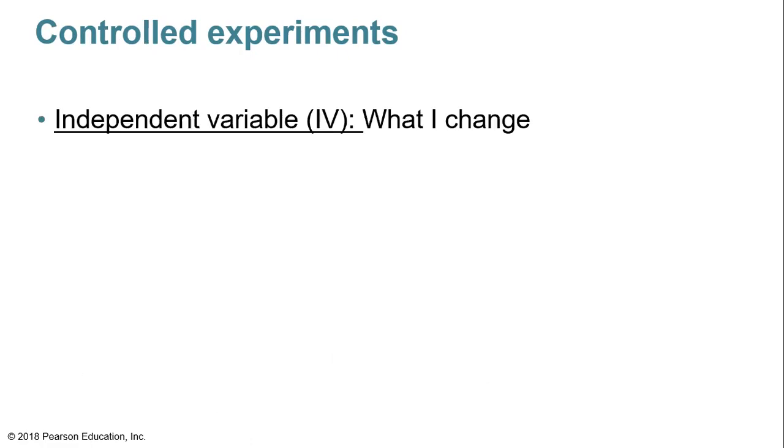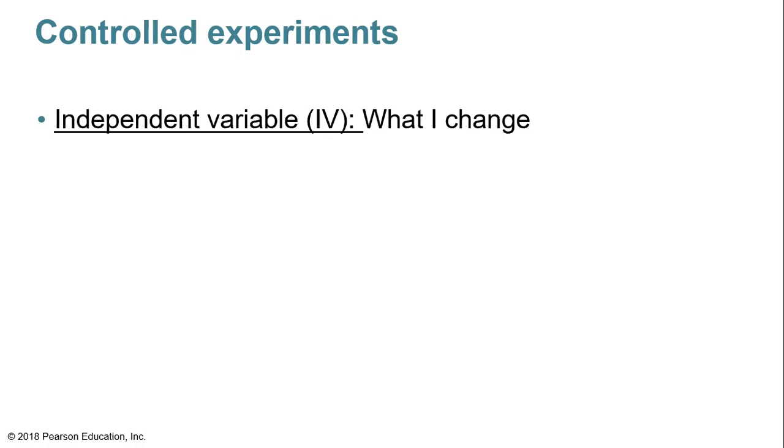The last two parts of a controlled experiment are the variables. A variable just means something that's changing. There's two kinds of variables, the one that you are directly changing and the one that you're measuring. The one that you are directly changing is called the independent variable, and you can remember that by the I for independent. It is what I change. In the strawberry example, you're changing the amount of fertilizer you're giving the strawberries. And then you're going to measure how many strawberries you get to see if the fertilizer actually does anything useful.